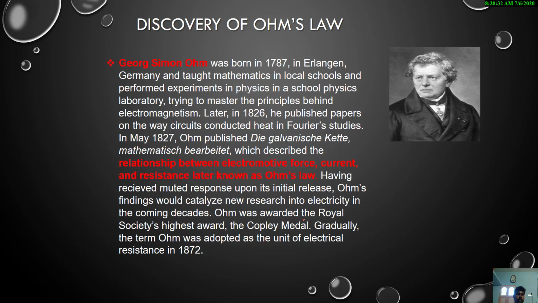And we will see the discovery of Ohm's law. It was first discovered by a scientist, George Simon Ohm. At first he published an article in the year 1827, and he gave a relationship between EMF, that is electromotive force, current and resistance, which is named Ohm's law. Later on, he published many articles or journals related to such relationships and the unit of electrical resistance in 1872.